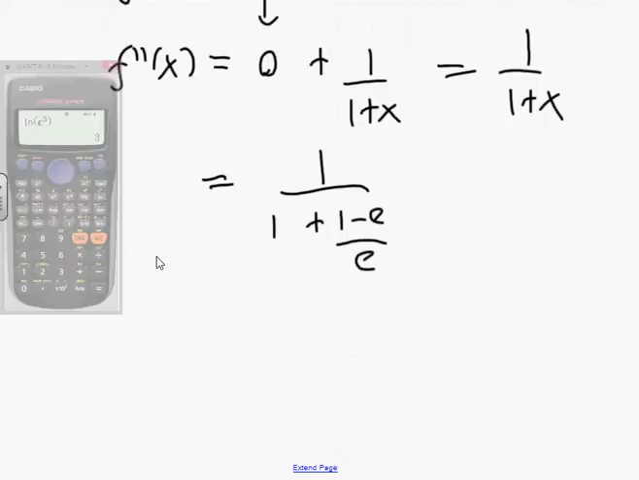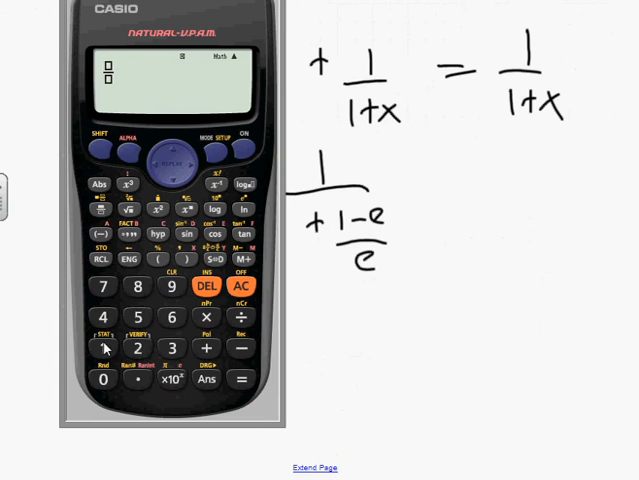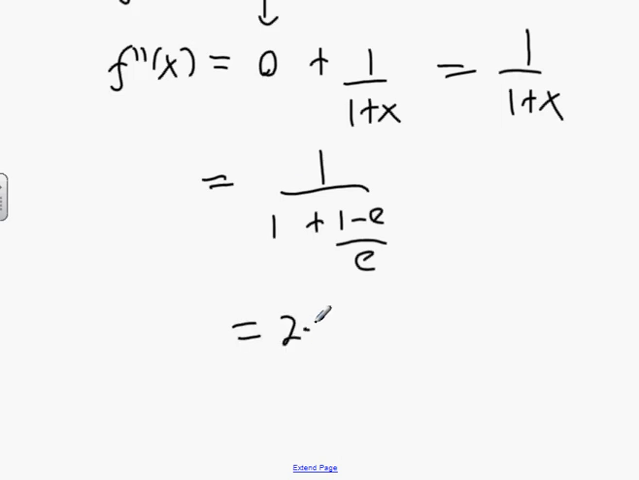Now, you might be able to just get this done on the calculator very quickly: there's a 1 there, then you can get a plus bracket 1 minus e to the power 1 all over e to the power 1 there, and you get 2.71, which is e, which is greater than 0, so hence it's a local minimum.